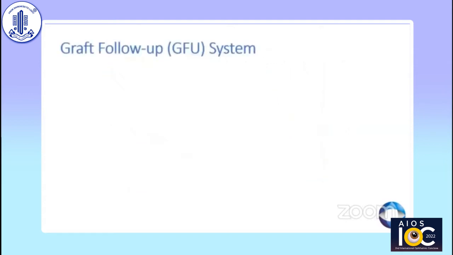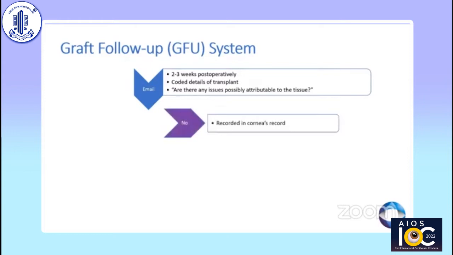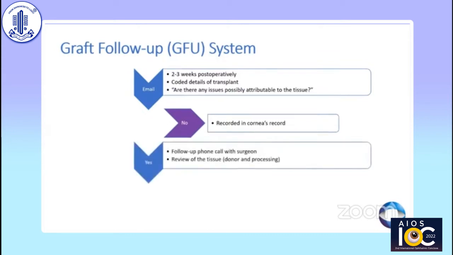With this in mind, within our eye bank, we instituted what's called an early graft follow-up, or GFU, system. We send an email to each surgeon 2 to 3 weeks post-operatively asking, are there any issues possibly attributable to the tissue? If the answer is simply no, which is done by reply email, there is no further action other than recording the no in the cornea's record. If the answer is yes, we institute a follow-up phone call with the surgeon for a review of the tissue, both from a doning and a processing point of view.